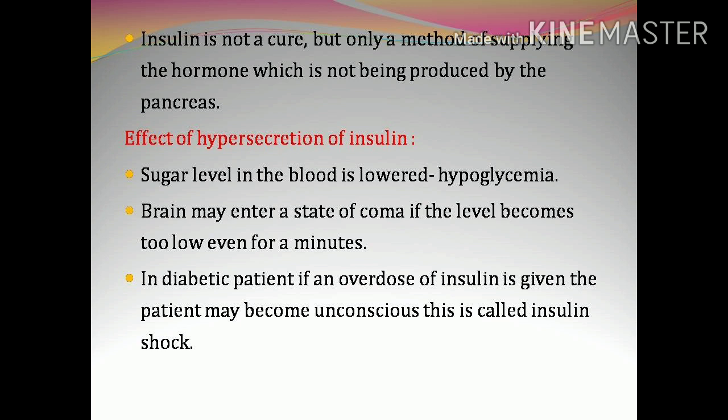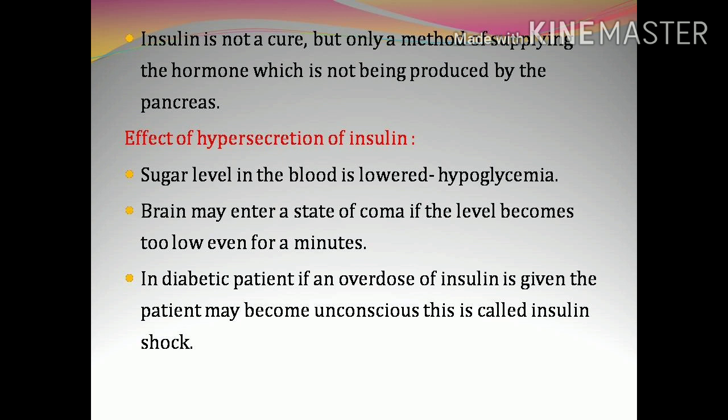Next, effects of hypersecretion of insulin. Hyper means more, oversecretion, or hypersecretion means more amount of secretion. First one, it leads to lowered blood sugar level. Here, the blood sugar level decreases. When insulin is secreted in more amount, the sugar level in the blood decreases. That is called hypoglycemia. Hypo means low. Here, hypoglycemia means we can see a lesser amount of sugar in the body.